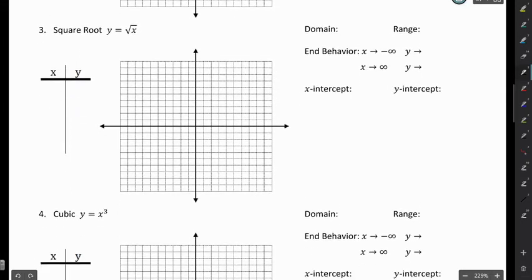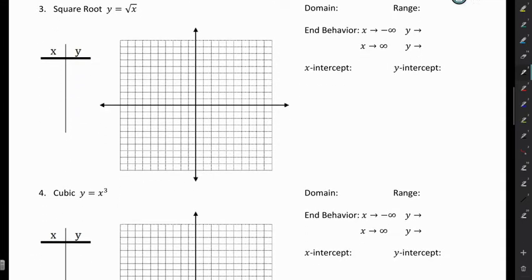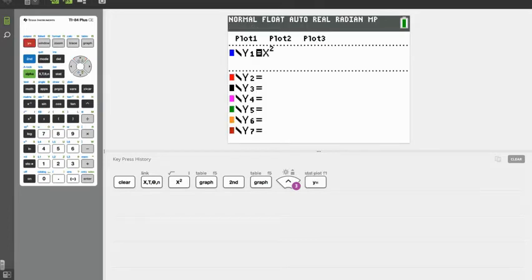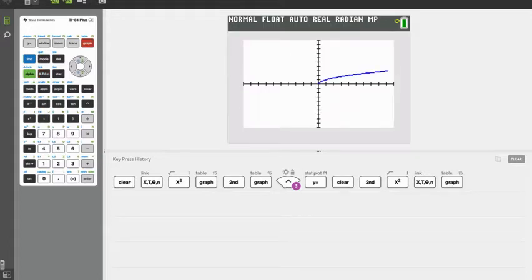All right, let's go to the next graph. I'm going to do the square root. I'm going to go to y equals, clear, and to get to the square root, you're going to go to second, x squared. And if you notice, the keys are being highlighted in red as we go to hopefully make this easier for you to follow. So we're going to be looking at the square root of x. Let's go to the graph.